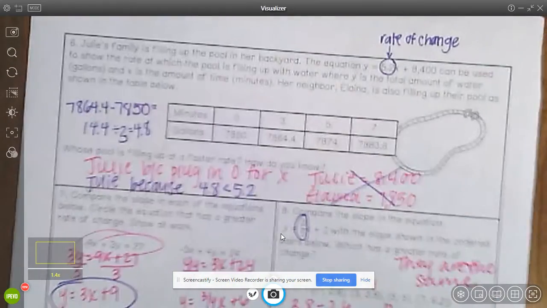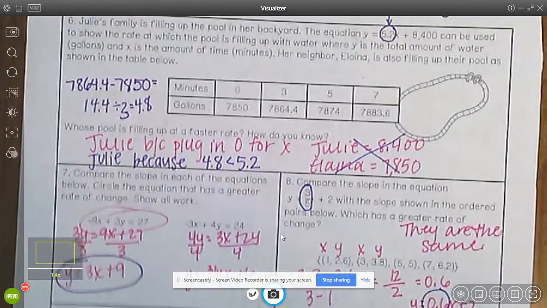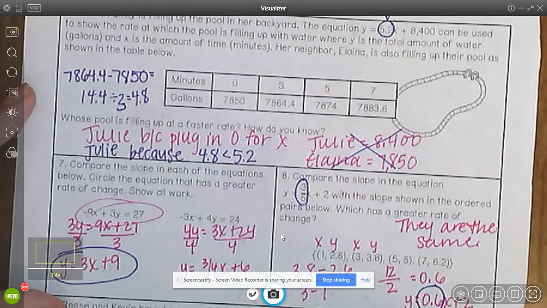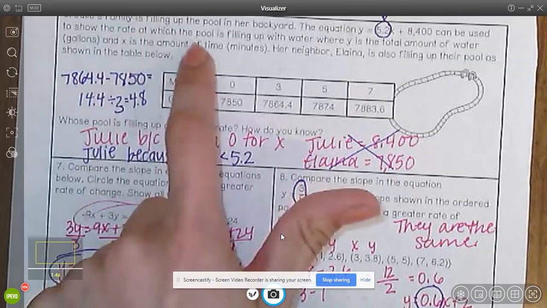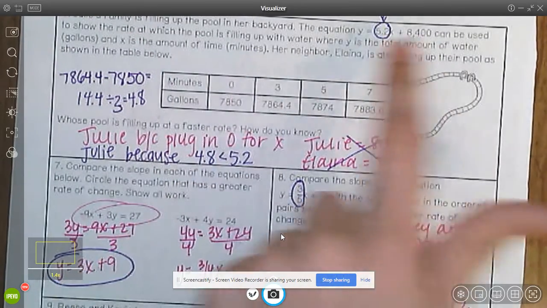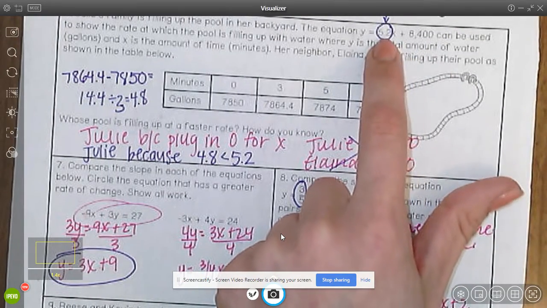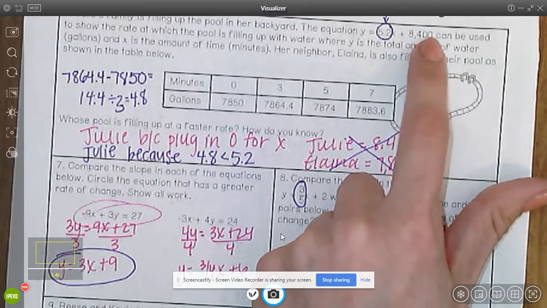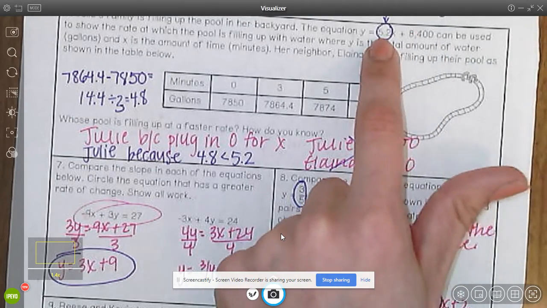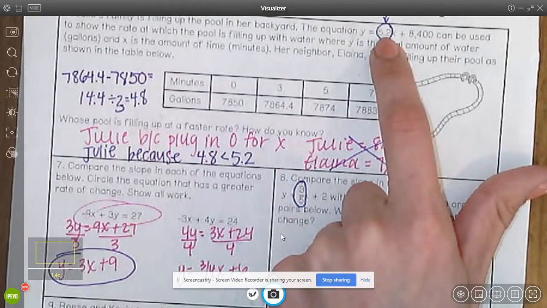Okay, moving on to the back. So Julie's family is filling up the pool in her backyard. The equation y equals 5.2x plus 8,400 can be used to show the rate at which the pool is filling up with water, where y is the total amount of water in gallons and x is the amount of time in minutes. So our equation is showing that it's 5.2 gallons per minute. And this 8,400 means that there's already 8,400 gallons of water in the pool. And then they're adding in 5.2 gallons per minute. So the rate of change for Julie is 5.2.